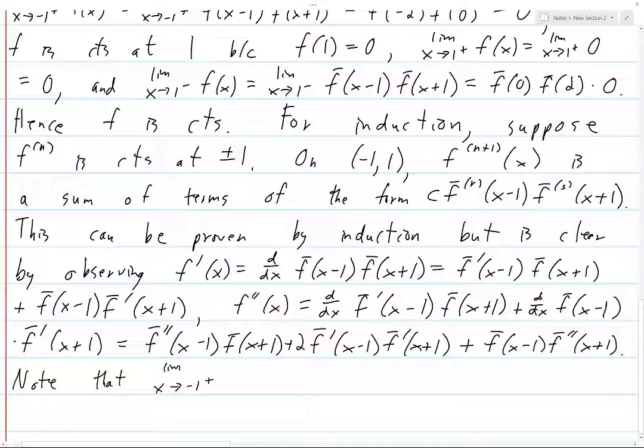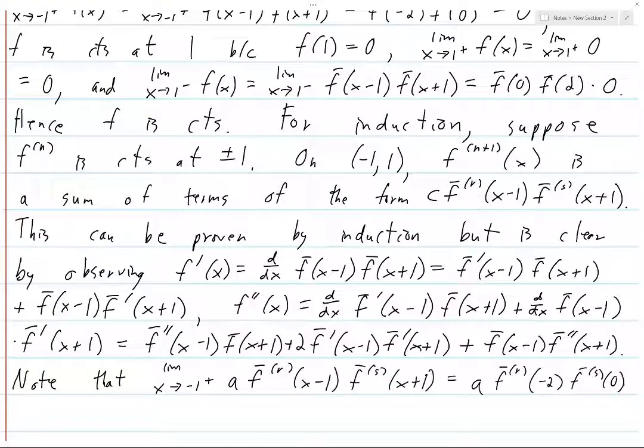So what does this do for us? Well, if we take the limit as x goes to minus 1 from the right of f bar to the r of x minus 1 times f bar to the s of x plus 1, well, we can just plug it in. We'll get negative 1 minus 1, so that's minus 2, then f bar to the s of 0. Now, we've already talked about this function f bar, and we know that not only is f bar at 0 equal to 0, but any derivative of f bar evaluated at 0 is also 0. That's something that we proved in the previous exercise. And so the s derivative of f bar evaluated at 0 is going to give us 0, and so this whole thing is going to be 0.